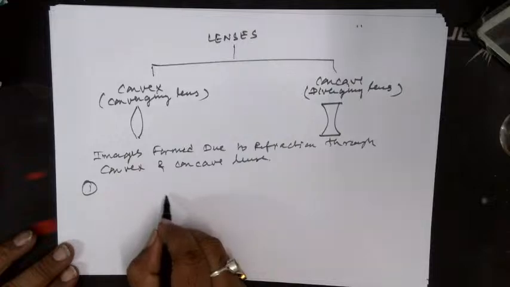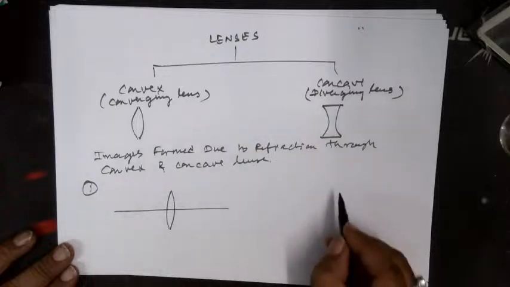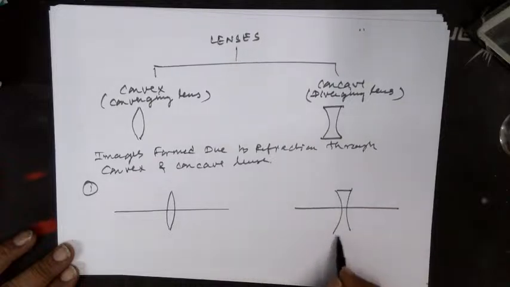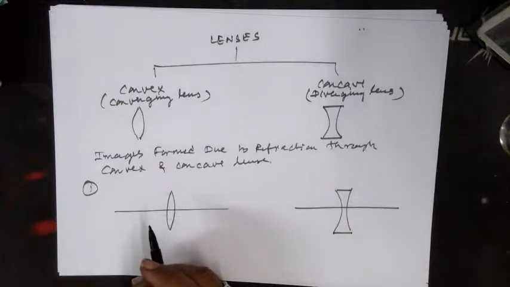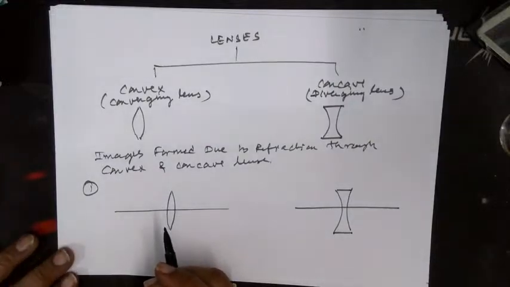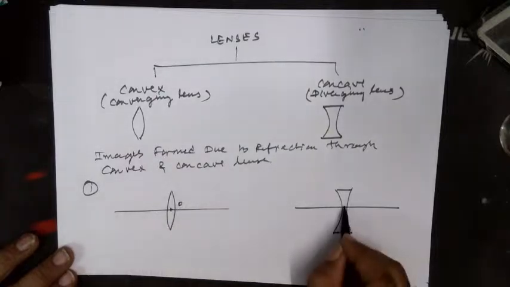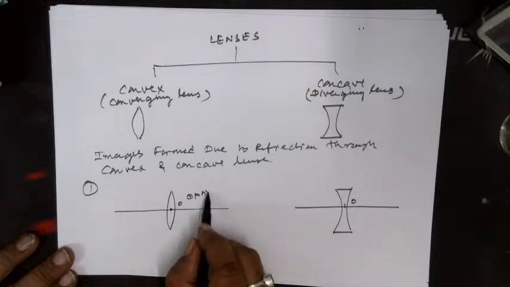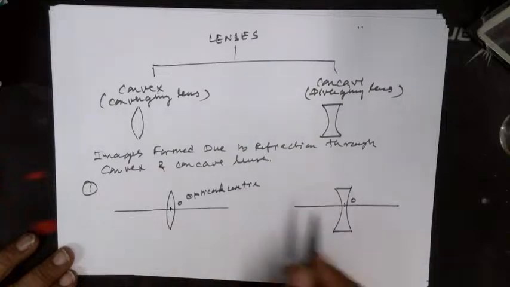Let me consider the convex lens. This is the convex lens, and you know this is the principal axis. Similarly, you can draw a principal axis and draw a concave lens. When the ray of light strikes the convex or concave lens obliquely at the optical center, this is called optical center, O. What is O? Optical center. In both cases it is O.